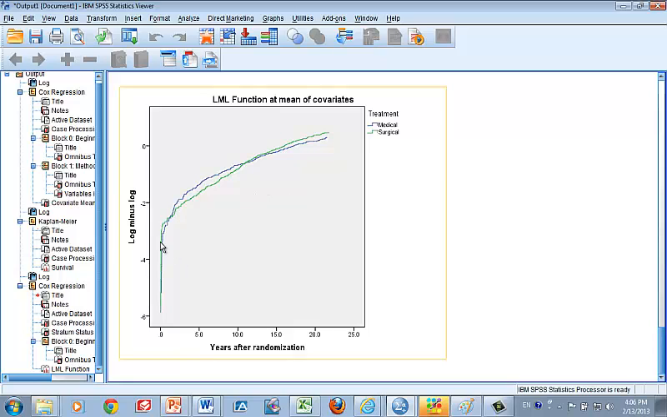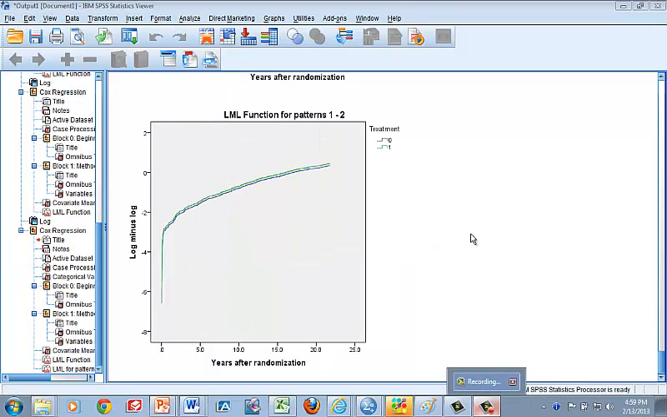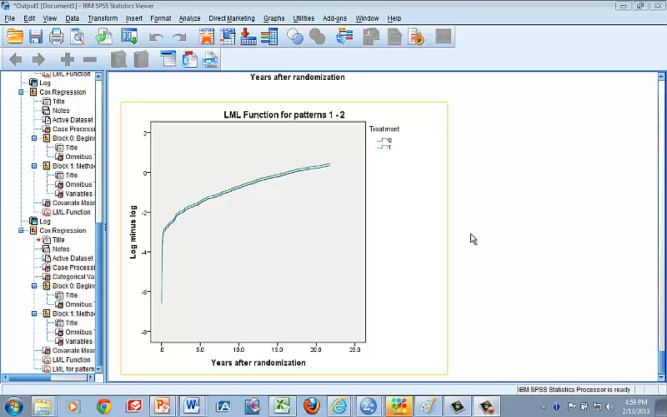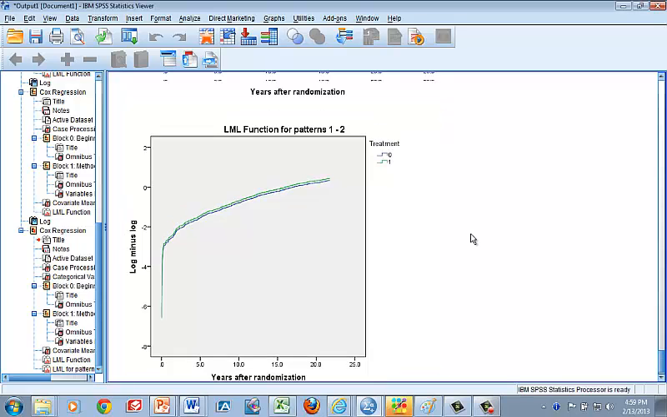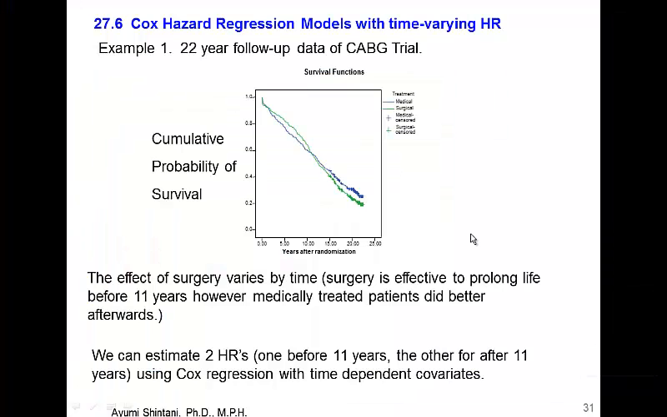In this log plot, the y-axis is the log minus log of cumulative survival probability, and the x-axis is years after randomization. For the proportional hazard assumption to be met, you need to see parallel lines. What does parallel mean? A parallel graph looks like this. The graph we have is not parallel, as the lines clearly cross over. When the effects are clearly changing, we can no longer use the general Cox regression model.